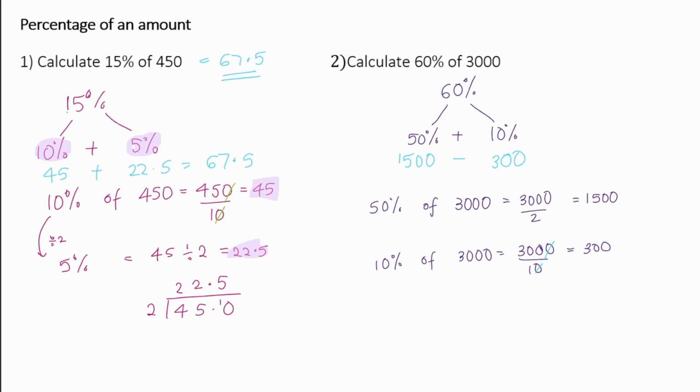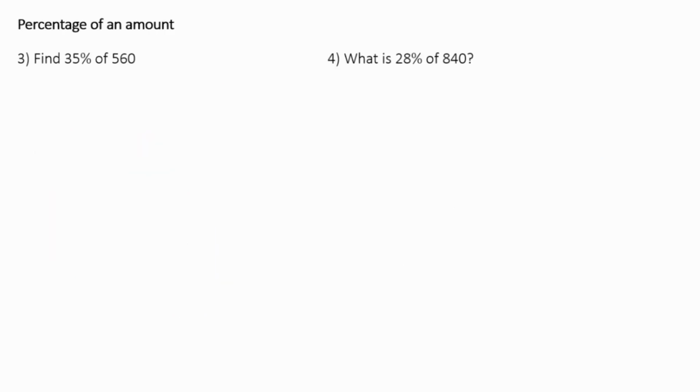And in order to find a total of 60%, we just have to add the 50%, which was 1,500, plus 10%, which was 300, and that gives us 1,800. So our final answer for 60% of 3,000 is 1,800. So number 3 is asking us to find 35% of 560. So in order to find 35%, we can first find 30% and then add that on to 5%.